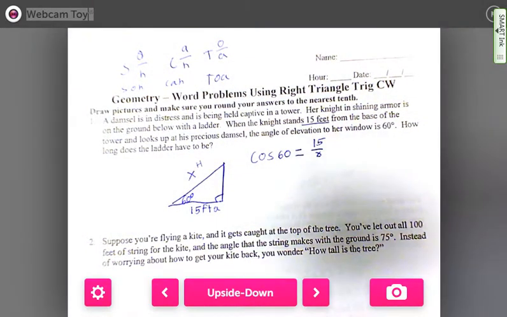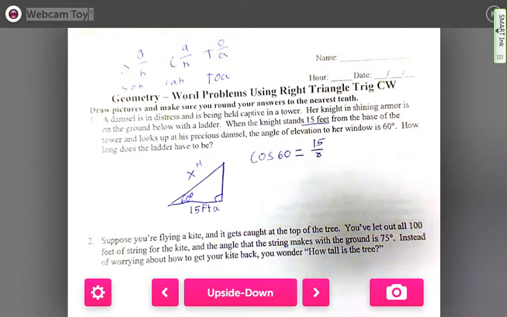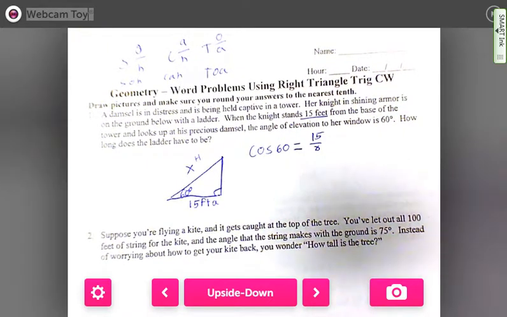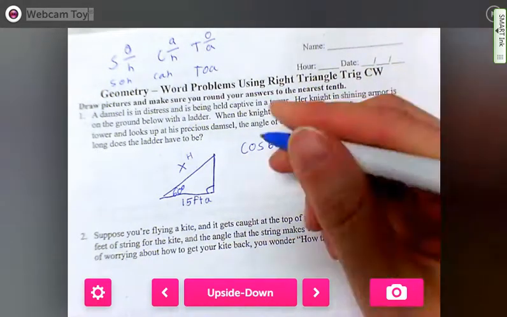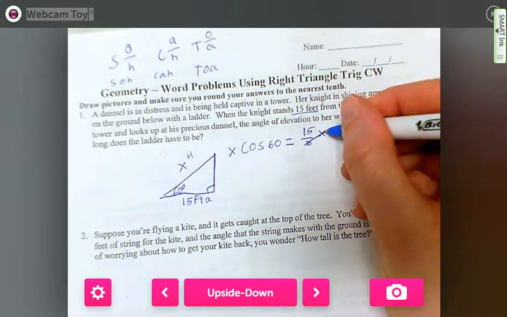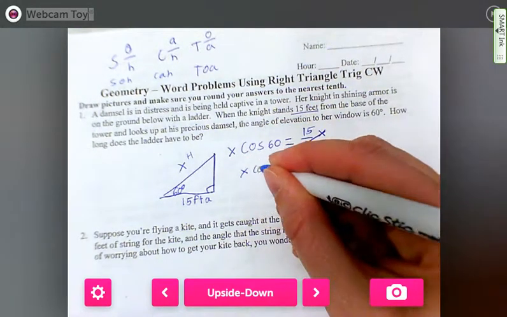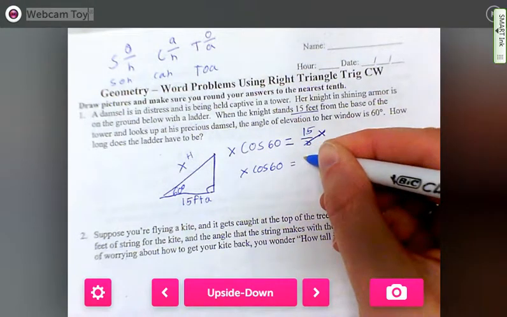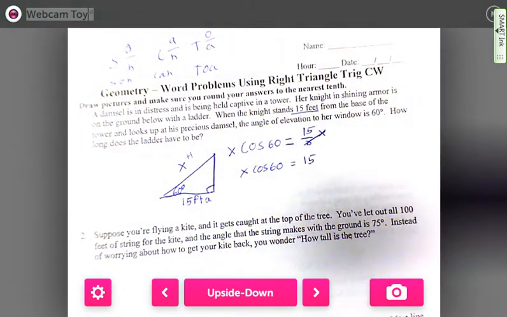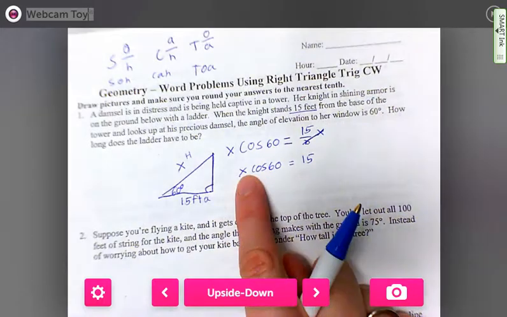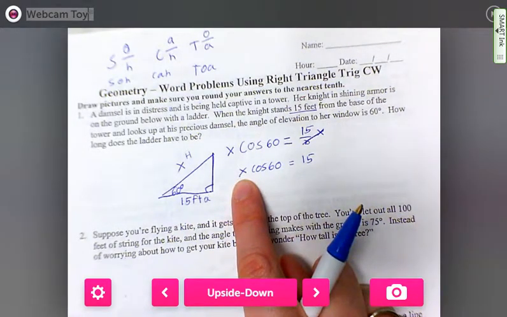I know we always want to put the x on top because it makes our life so much easier when we actually do the problem, but make sure you do it right because you're going to get a totally different answer. Okay. Now that I have the x on the bottom, how do I get rid of it? It's being divided, so we're going to multiply. We cancel out those x's. We've got x cosine 60 equals 15. Now x and cosine 60 are doing what to each other? Multiplying. What's the opposite of multiplication? Division.